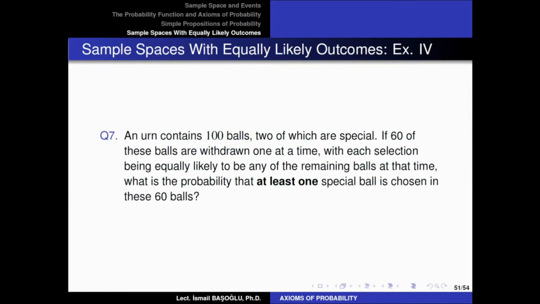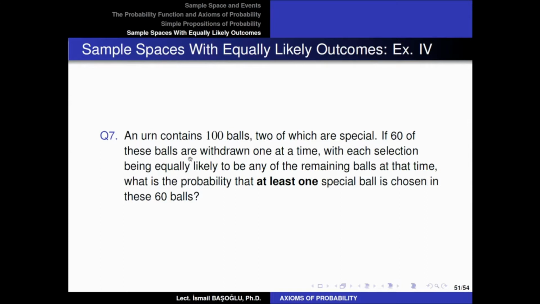Now, in this question, we are going to have an urn that contains 100 balls. Okay, so this question is very similar to the question that we solved earlier, where we had 11 balls in the urn. This time we have 100 balls in that urn, two of which are special. So let's just assume there are two golden balls, okay? And the remaining 98 balls are ordinary balls.